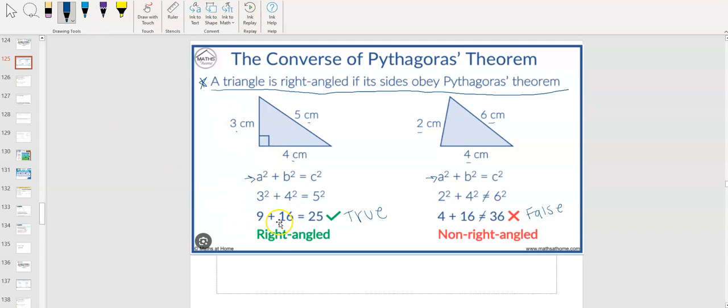We're going to show you what that looks like, but you can kind of see from these two examples, it's pretty straightforward. We're basically just going to fill in the information from our given triangle and try to see, does 3 squared plus 4 squared equal 5 squared? And if that is true, 9 plus 16 does equal 25, then I know it is. And if it's false, 4 plus 16 does not equal 36, then it is not.